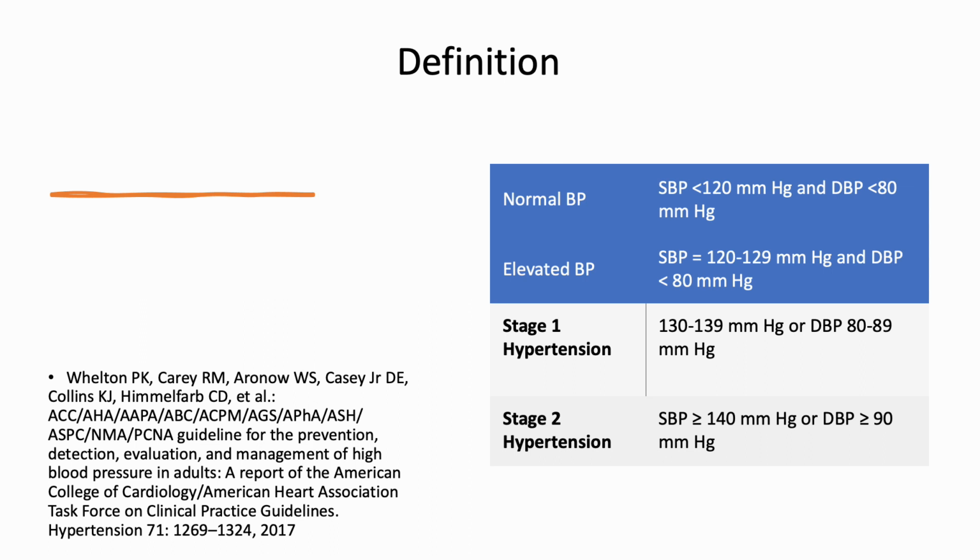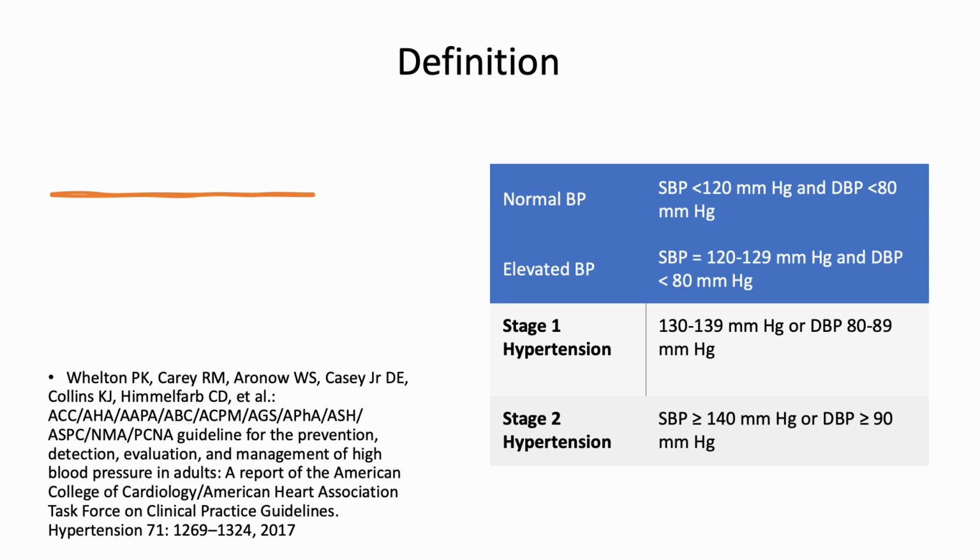Elevated blood pressure is defined as systolic blood pressure between 120 to 129 millimeters of mercury, and that's it. The diastolic should still be below 80. If the diastolic blood pressure is above 80, then automatically the person has hypertension. Okay? Stage 1 hypertension is systolic 130 to 139 or diastolic 80 to 89. So if you have a patient with a systolic blood pressure 121, for example, and the diastolic is 82, then they have stage 1 hypertension. They don't just have elevated blood pressure.